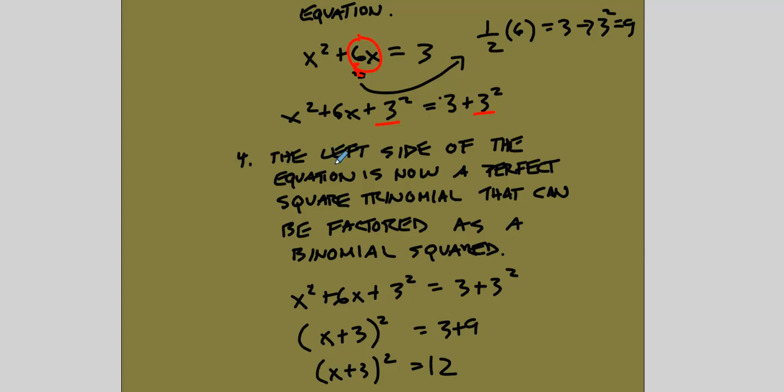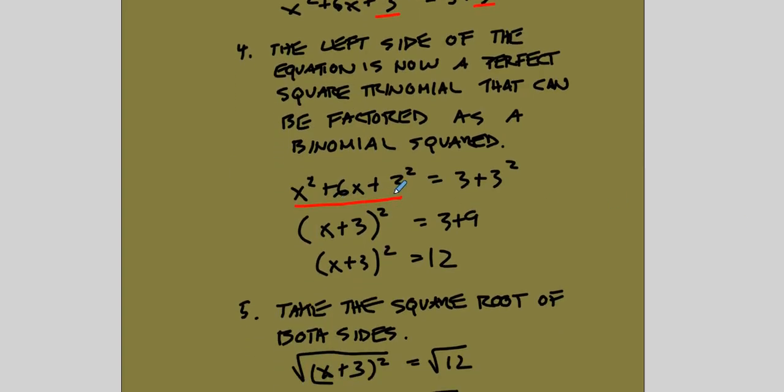So now the left side of the equation is a perfect square trinomial. Okay, that can be factored as a binomial squared. That's why you complete the square, to get it to this. So notice the 3 and the 3 squared is what's going to go here. So this is x squared plus 6x plus 9, but factors as a binomial of x plus 3 quantity squared. And then the right side is going to be 12.